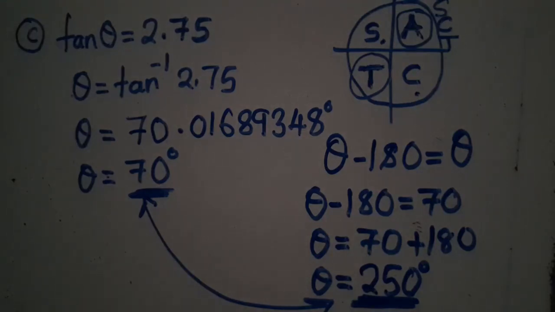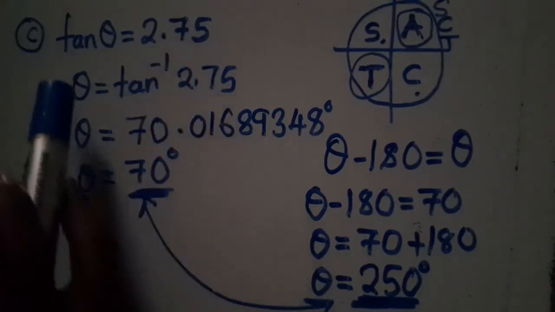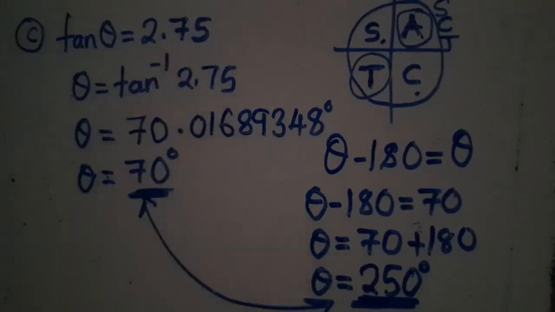Let's say tan 70. Tan 70, what is your answer? You still get 2.75. Wow, this is very nice. I'm just showing you how you can prove them and see if your answers are correct. So tan 250, put there, you still get the same answer. Tan 70, put there, you still get the same answer.